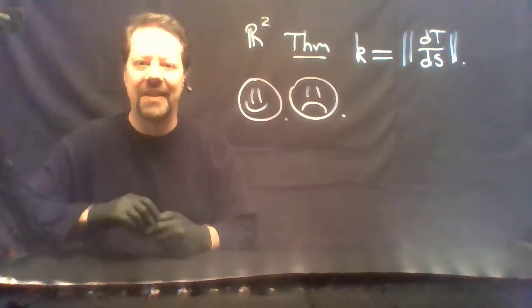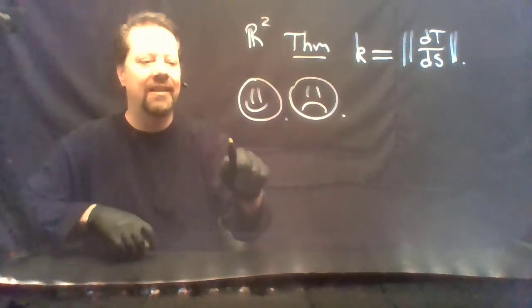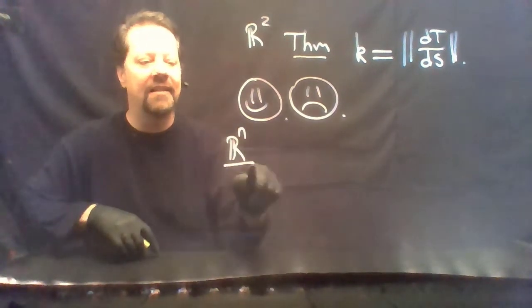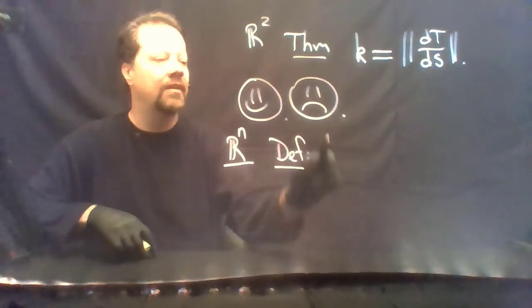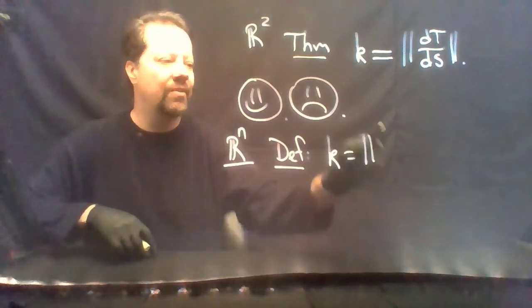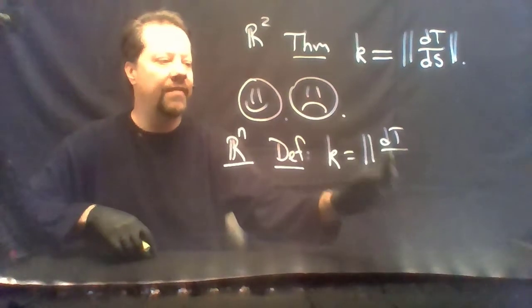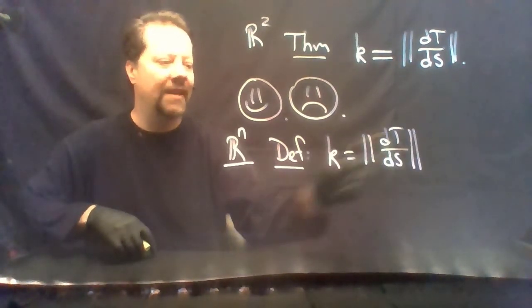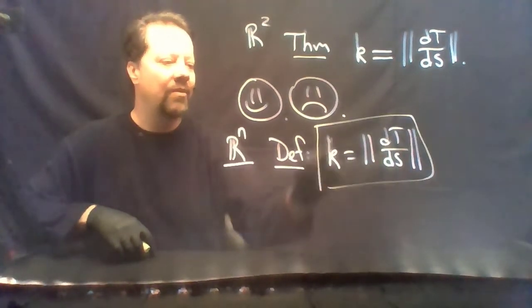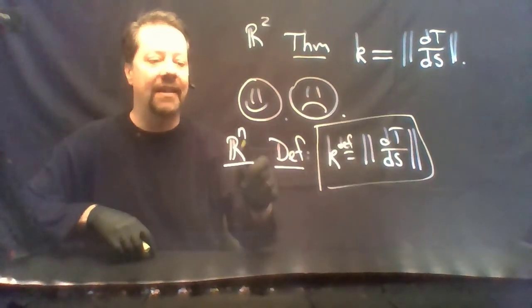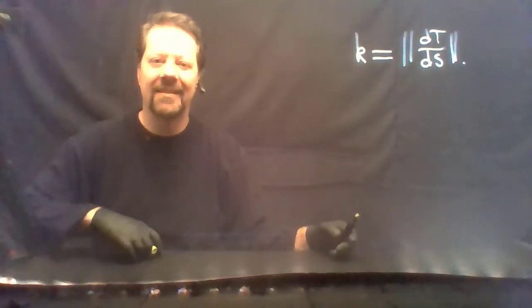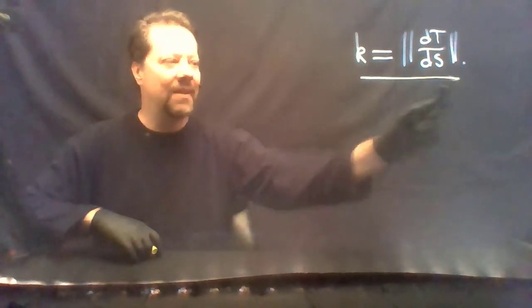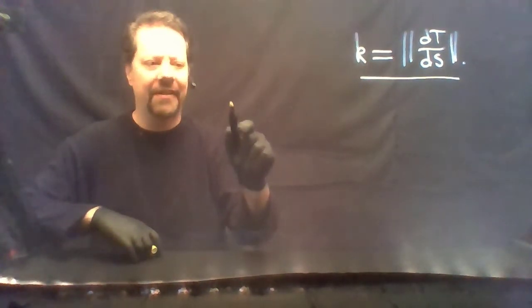There's another observation I would like you to make, and that is, for curves in Rn, we may make the following definition. The curvature is the norm of the derivative of the unit tangent vector with respect to arc length. We may now take this as a definition, and it works in arbitrary dimensions, not just in R2. So there has to be a better formula besides the one that we just had. Let's see if we can figure something out.